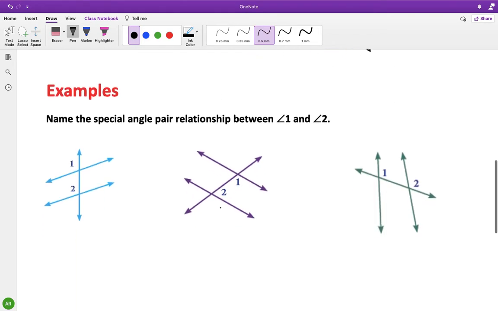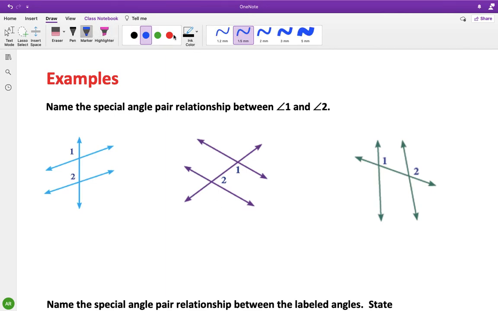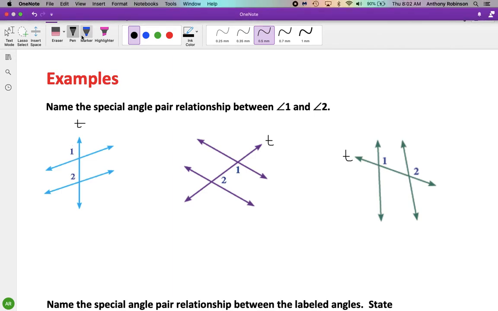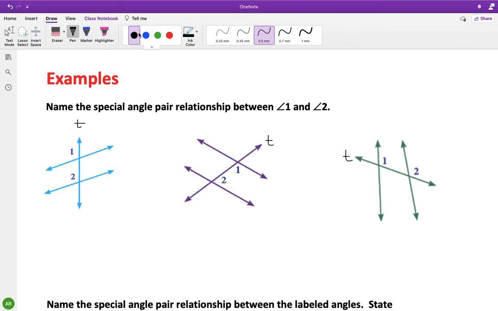All right, for our examples, all we're going to do is identify what kind of angle relationship we have between them. Remember, all the angles we talked about today are on the same side of the transversal. So I'll mark the transversal in all of these. Remember, the transversal is simply a line that intersects two or more lines. So these are all of my transversals. Here I have 1 and 2. 1 is on the outside of the lines, 2 is on the inside, and they're both on the same side. So we would call these corresponding angles, or just C angles.